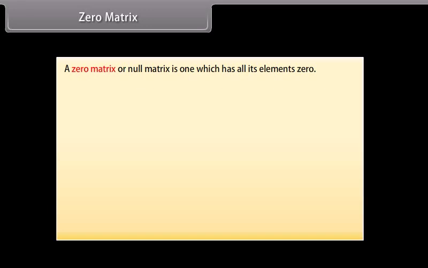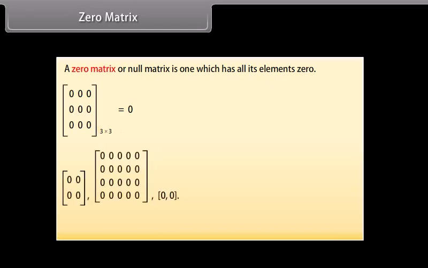Zero matrix. A zero matrix or null matrix is one which has all its elements 0. Here is a 3 by 3 zero matrix. These are 3 more examples of zero matrix. The zero matrix is denoted by 0.